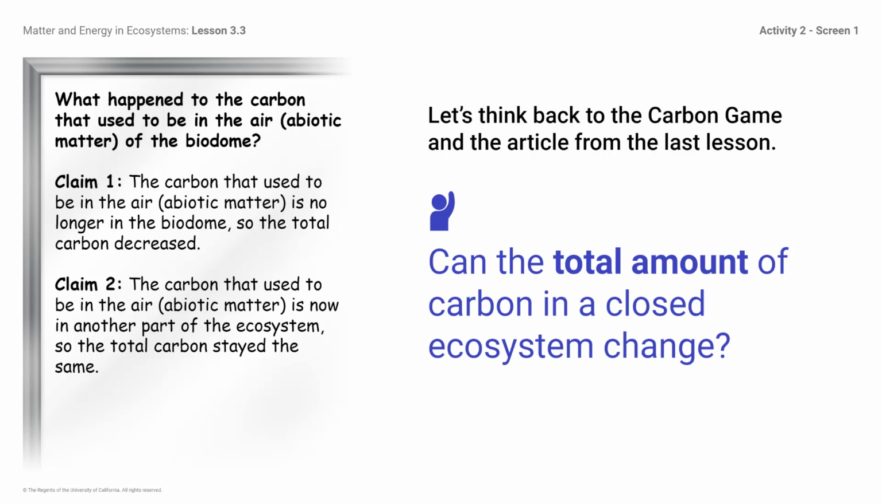For example, in the game, there were 30 carbon tokens at the beginning and 30 carbon tokens at the end, even though the amounts of carbon in the different parts of the ecosystem changed. Remember, the article also stated that in a closed ecosystem, carbon can't be produced or used up, only moved around to different parts of the ecosystem.